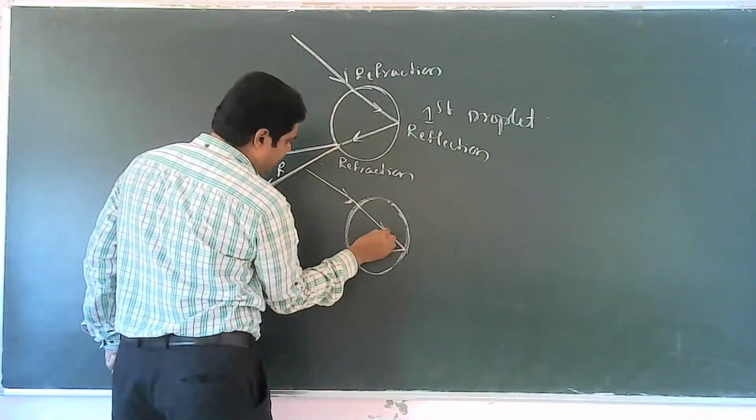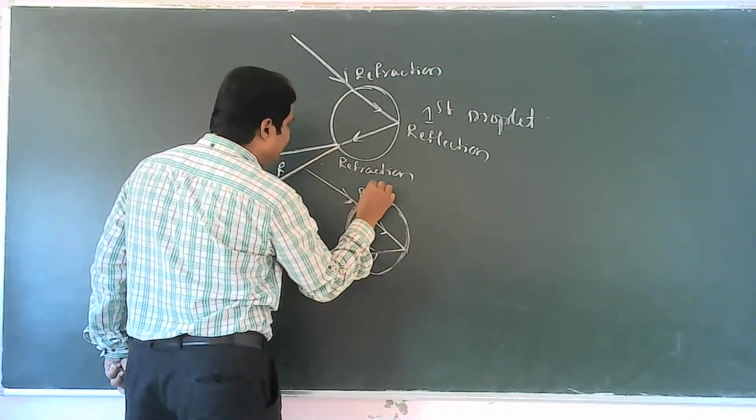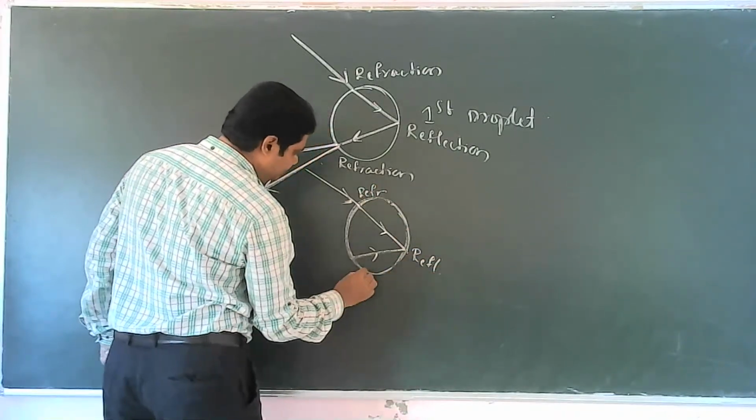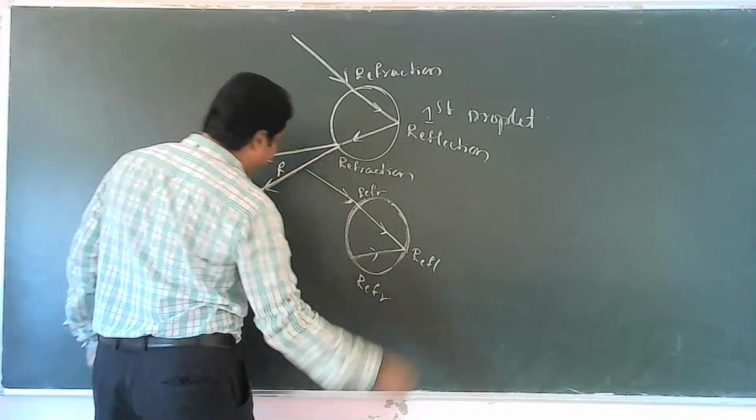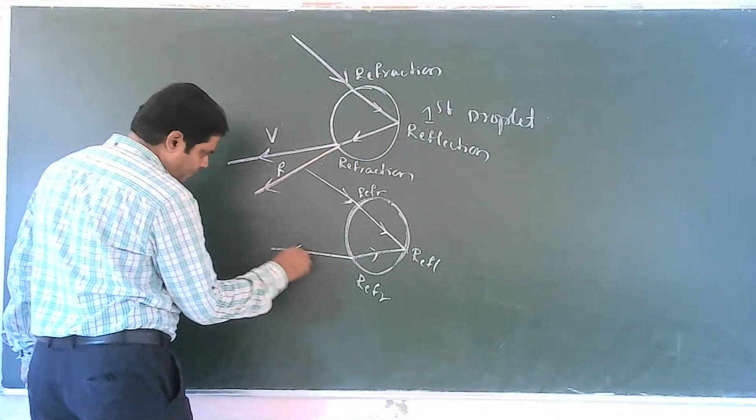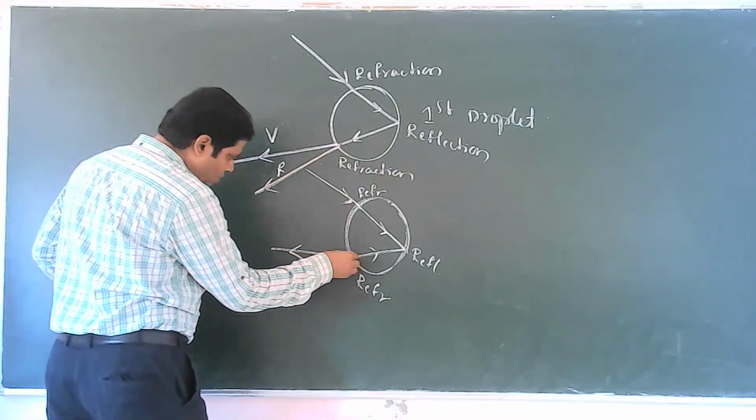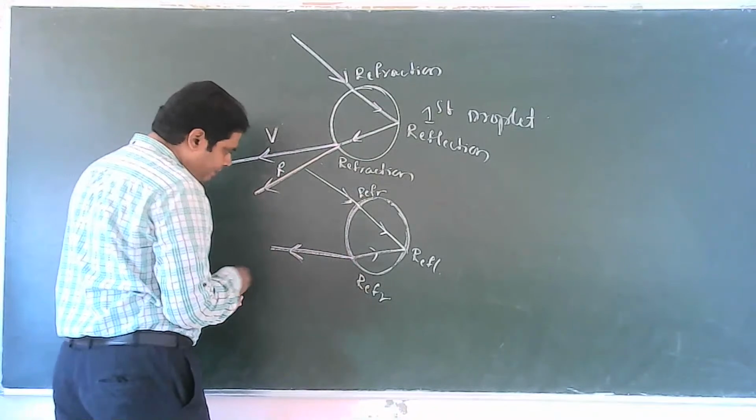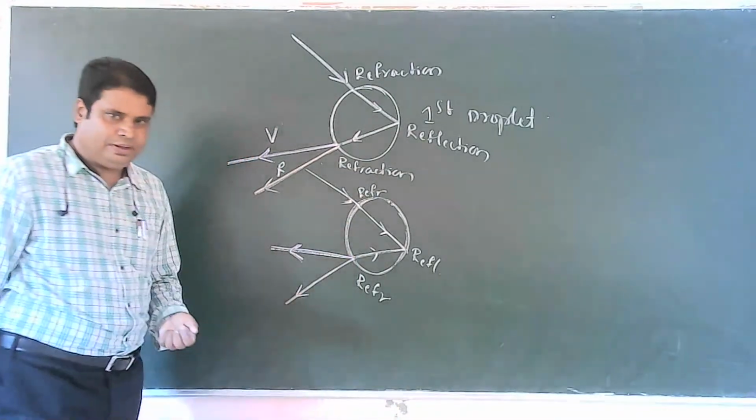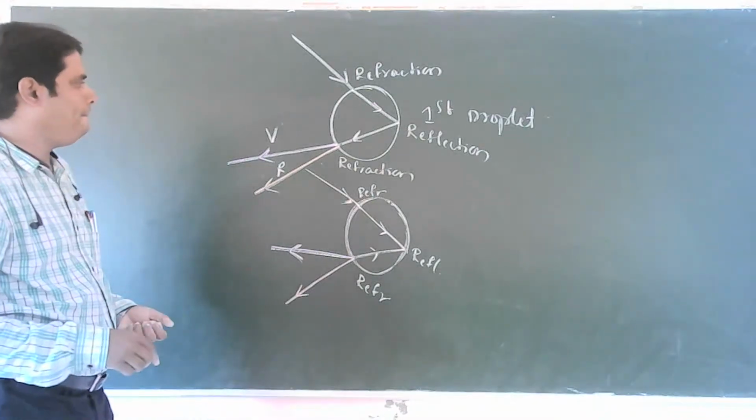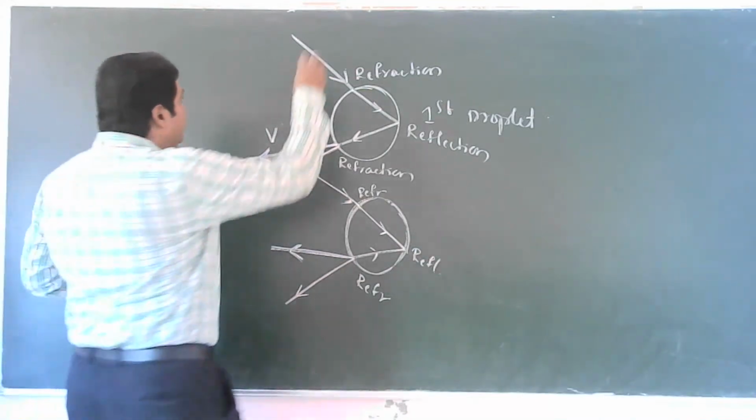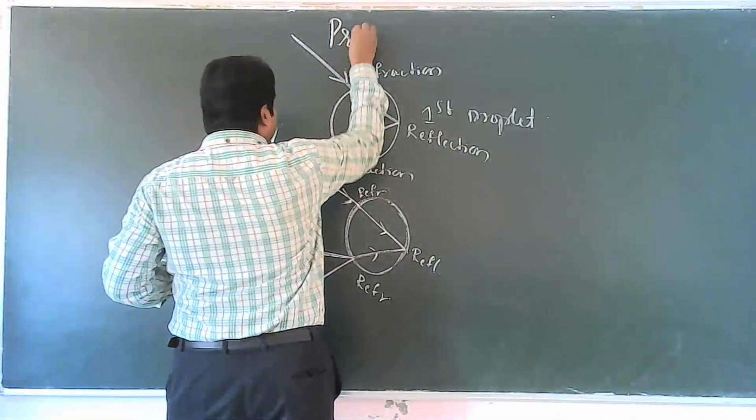Here, once again, refraction, reflection, refraction. Once again, the same phenomenon. Here goes violet, most deviated, and we have red, deviated least with respect to the normal. See, this is the cause of your primary rainbow.